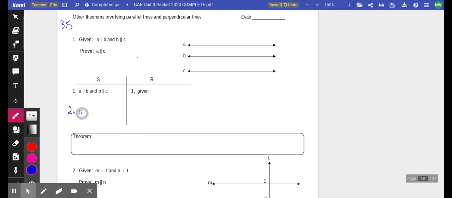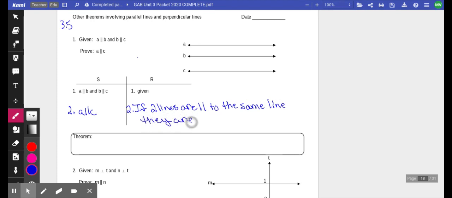You cannot say it's substitution or transitive because it's not. But it is the theorem: if two lines are parallel to the same line, they are parallel. And hopefully you see that in the diagram. So our theorem is: if two lines are parallel to the same line, they are parallel.